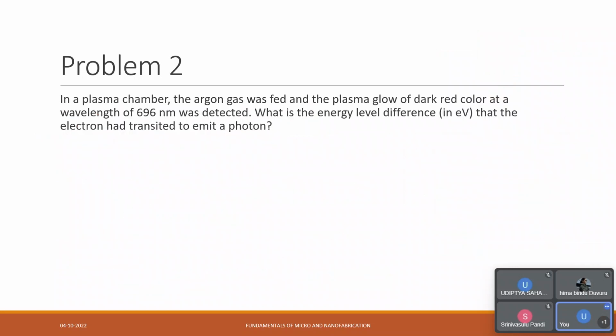So this is the problem 2 that we are discussing. If you have any doubts in the answer questions, you can ask. If you need more clarifications, you can ask. Okay. So this is the problem 2. So in a plasma chamber, argon gas was fed, and the plasma glow of dark red color at wavelength of 696 nanometer was detected. Okay, so you have to find what energy level difference the electron had transitioned to emit a photon.